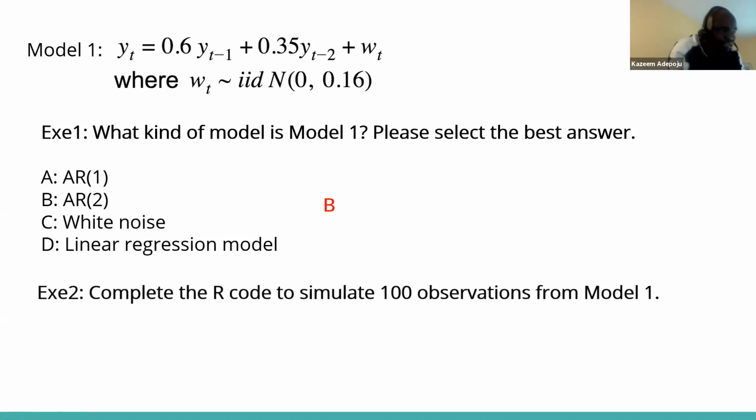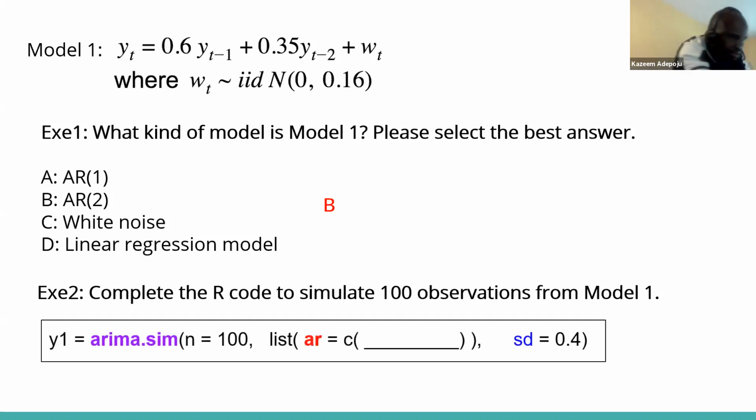Okay, another exercise: complete the R code to simulate 100 observations from model 1. You remember yesterday I walked you through how to simulate observations from a time series model, but what we used yesterday was AR of order 1. So how can we simulate from AR of order 2? I'm actually going to walk you through that right now.